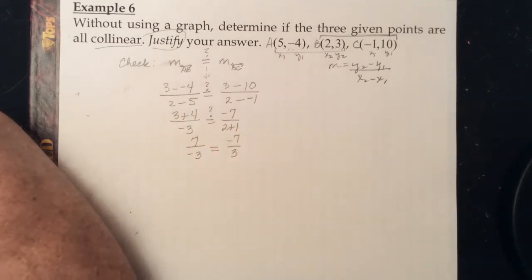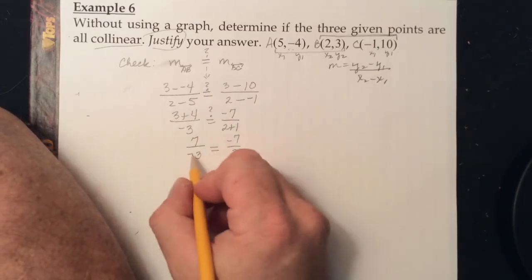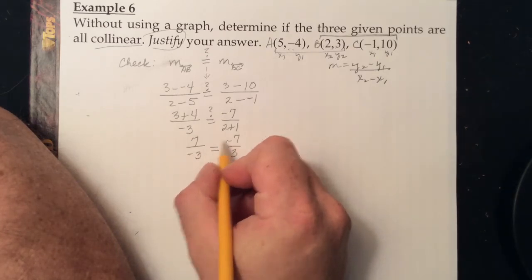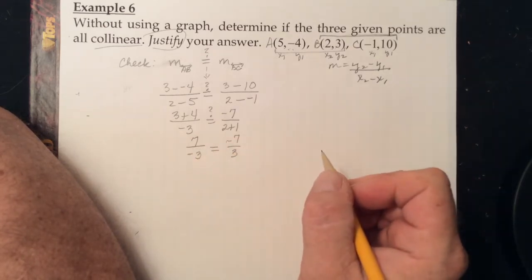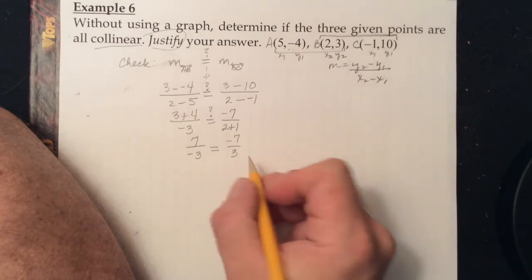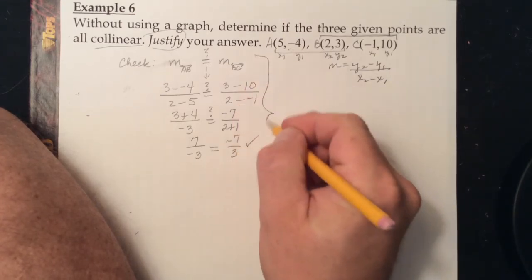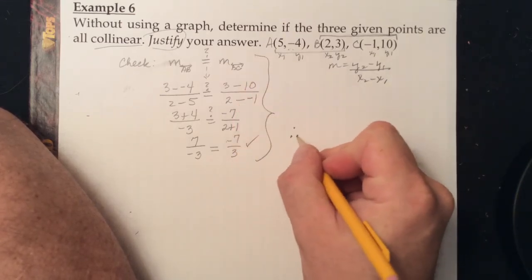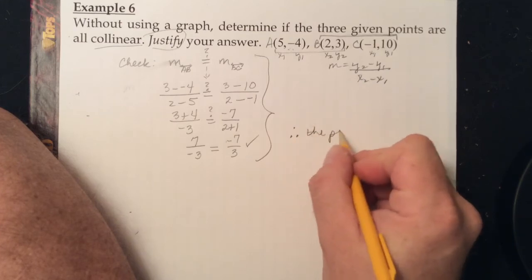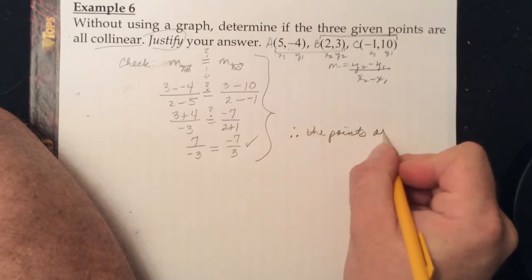Now, are those the same? Yes, they are. There's one negative sign on both 7/3, so both of them are equal to negative 7/3. So this is our verification. Therefore, the points are collinear.